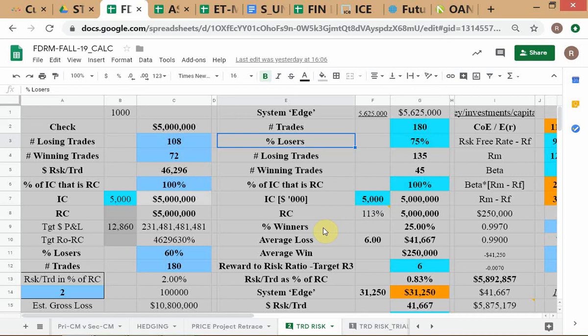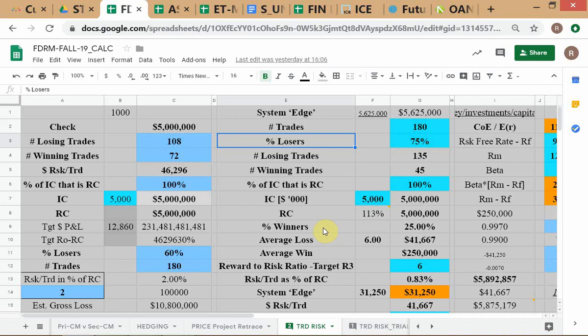The thinking does not change in any way, whether you're doing spot currency trading or spot equity trading or option trading, because it's all based on assumptions about total number of trades, percentage losers, return on invested capital, maximum risk per trade, those kind of things. It doesn't change anything whether you trade.